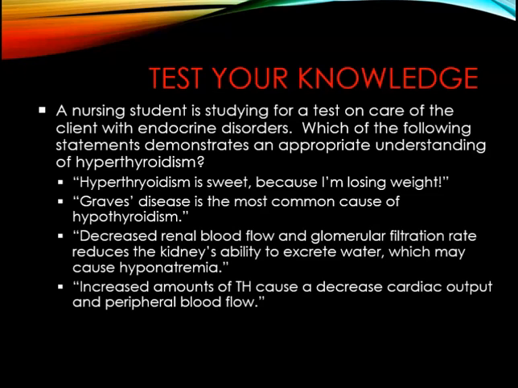So looking at this question, we know that Graves' disease is the most common cause of hyperthyroidism, not hypo. For the third answer, increased renal blood flow and glomerular filtration, we're looking at the opposite of what this question is asking. And the last one, increased amounts of TH cause an increase, not a decrease, in cardiac output. So we can see here that the first answer is the correct one.